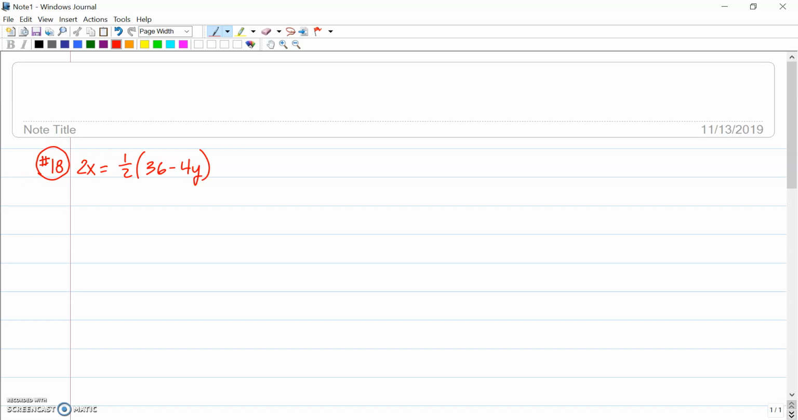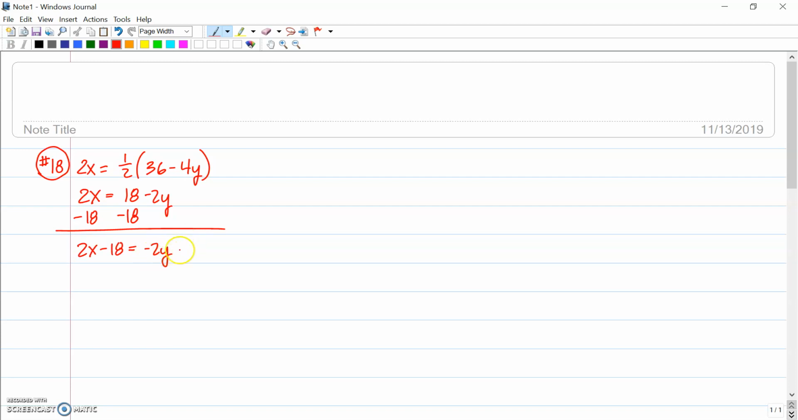All right, so the first step is, as with any abstract solving, to isolate y. We could clear and get rid of the fraction, but in fact, by distributing this, it will clear itself. Then we'll move the 18 to the other side. We have 2x minus 18 equals negative 2y.